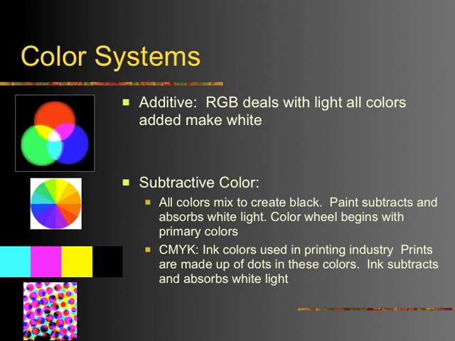There's also a system called CMYK, which has to do with ink colors. The C stands for cyan, the M for magenta, the Y for yellow, and the K for black. These are the colors that are used in the print industry.